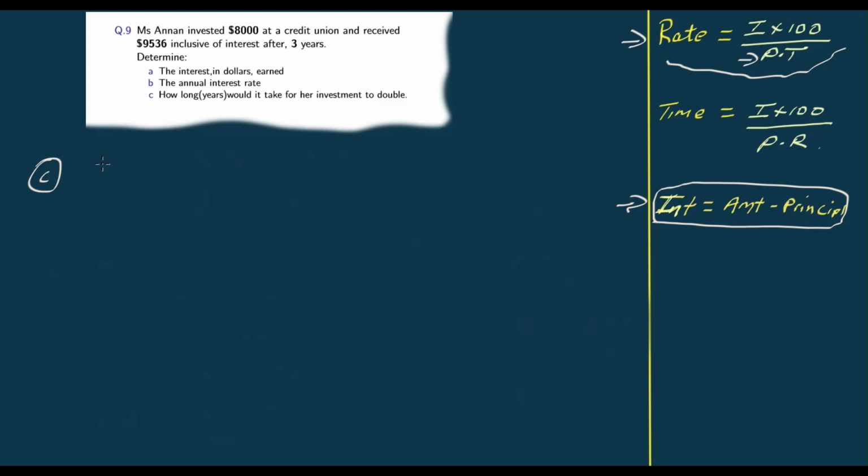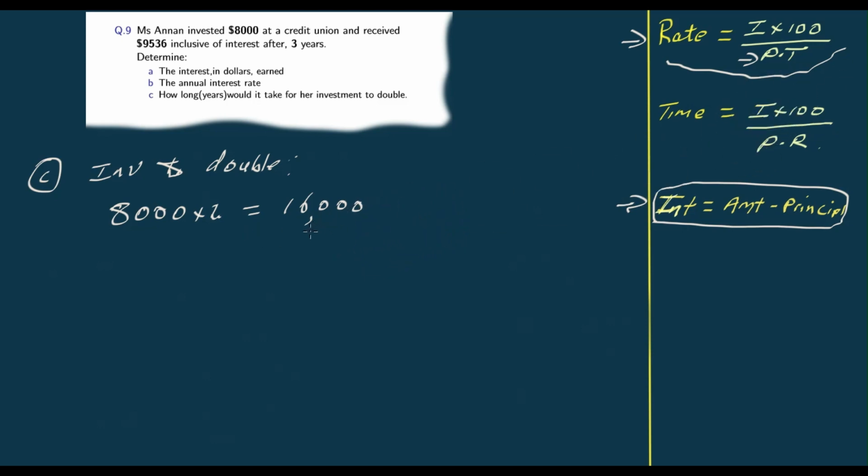Now, looking at part C of the question, how long will it take for the investment to double? So for the investment to double, right? So the original investment is 8,000. For 8,000 to double, which means to say 8 by 2 equals 16,000. Right, so 8 by 2 is 16,000. So that is how the investment will double.